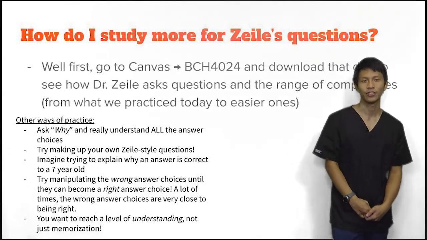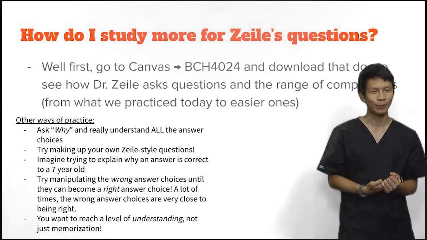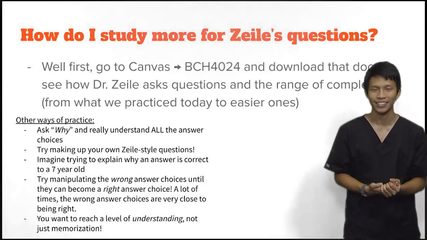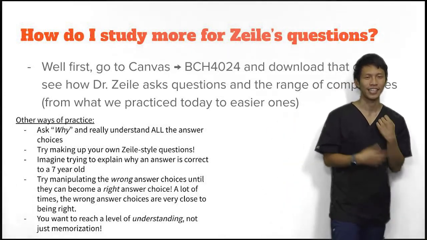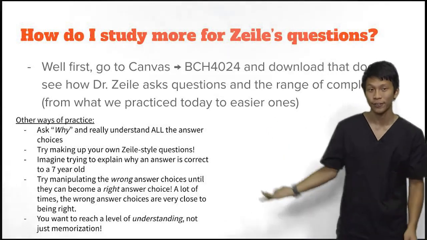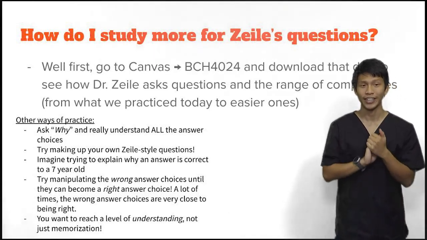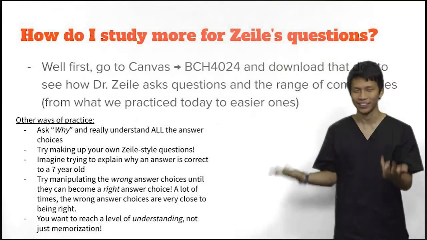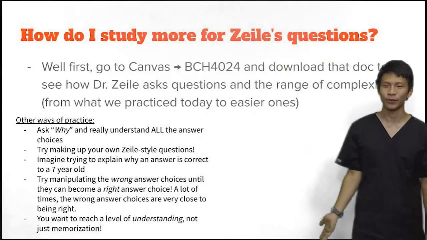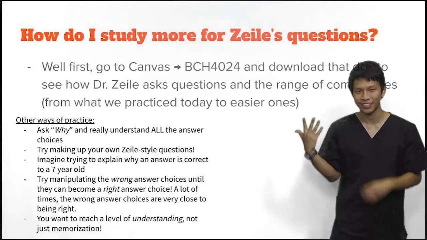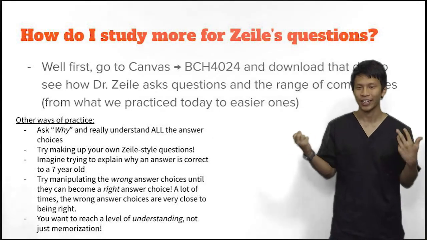I think a fun one is to try to make your own Zeile style questions. It's really easy. You can go to Wikipedia, pull some random fact that correlates, slap on some actual things that you've learned, and then ask a question. Or you can use the clinical cases he uses. Another way is to try to explain the answer to a 7-year-old, so you can really grasp it. And there are other ways, like making sure you're not just memorizing, you're understanding, etc. Okay? So that's the Zeile style question, and I hope that helps y'all.